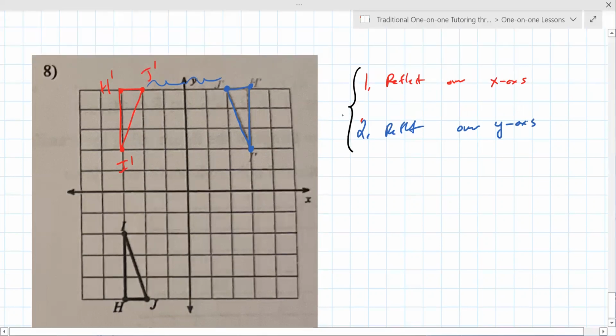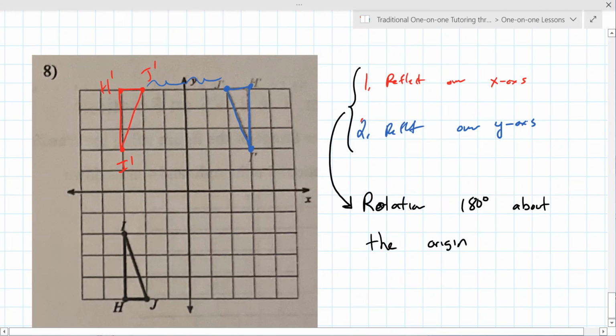So these two together actually are a new rule, which is a rotation 180 degrees about the origin. Because when you reflect over each axis, you end up being in the diagonal position of where you started out. So they would want this one here. Now, there is a rule for this.